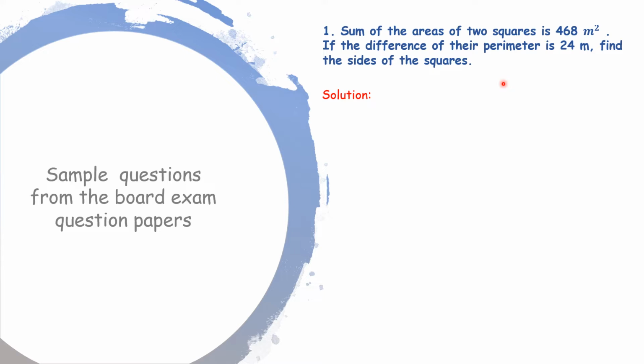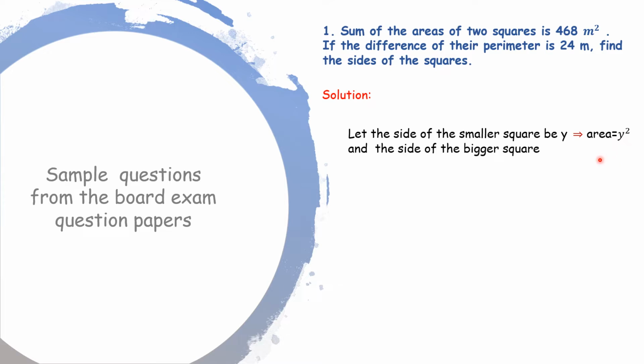There are two squares. Obviously one will be the bigger square and the other will be the smaller square. Let me take the side of the smaller square as y. You can assume any variable, children. You can take the smaller square side as x also, no problem. I am taking the smaller square side as y. So what will be the area? Side into side, it is y square. The other one is the bigger square. Let me take the bigger square side as x. So the area of that square will be x square.